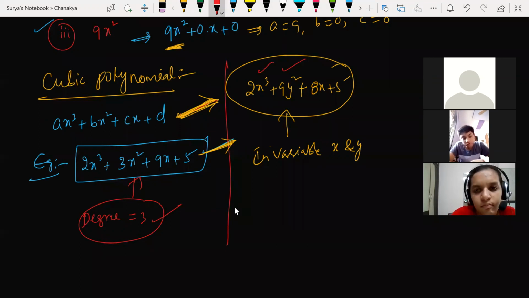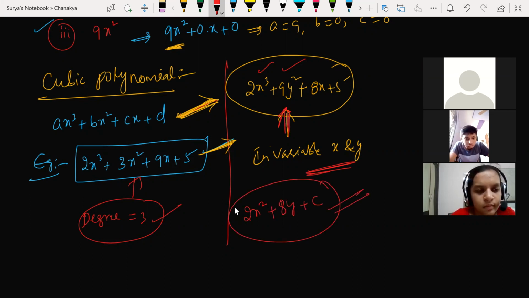If I simply write x alone, that is a polynomial in the variable x. If I use two variables, x and y, I could call it a cubic polynomial in the variables x and y. If I now write 2x square plus 8y plus c, it is a polynomial in x and y, but it is not a quadratic polynomial.